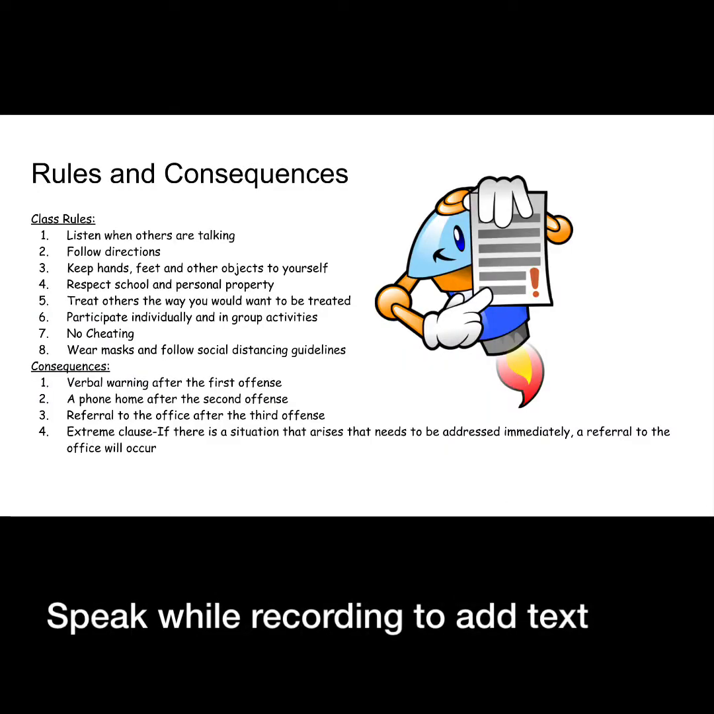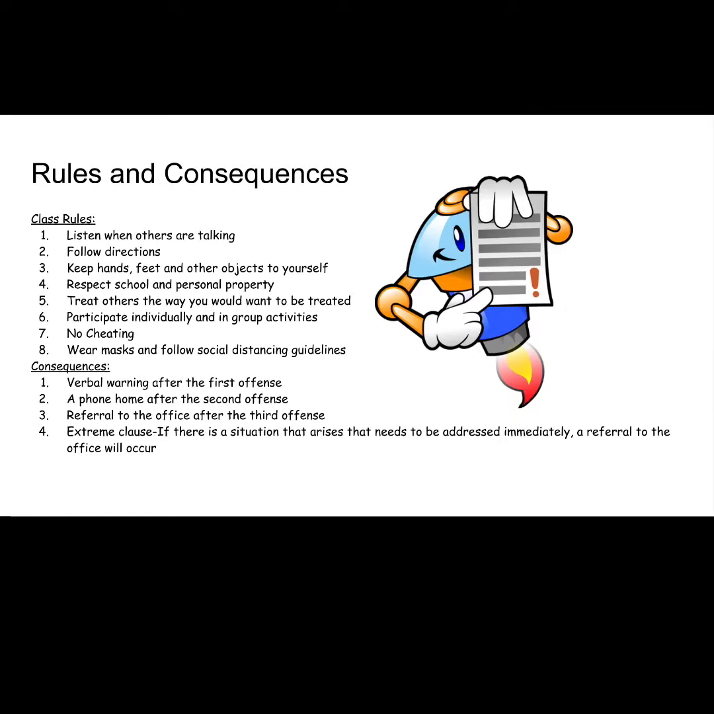The classroom rules are pretty simple. They're ones that you have probably heard over and over. You need to make sure that you listen when others are talking. You have to follow directions. Especially right now, it's super important to keep your hands and your feet and other objects to yourself with the importance of keeping social distance. Also, you need to respect school property and personal property. You need to treat others the way that you would like to be treated. You need to participate individually and in group activities on Canvas. There's no cheating, and you need to wear masks and follow social distance guidelines as they happen throughout the school year.